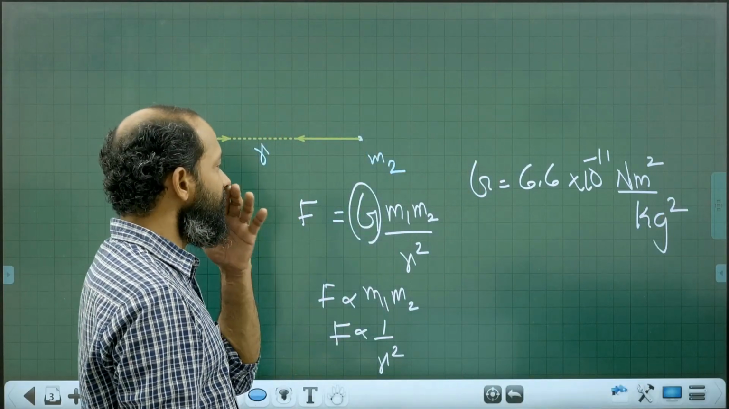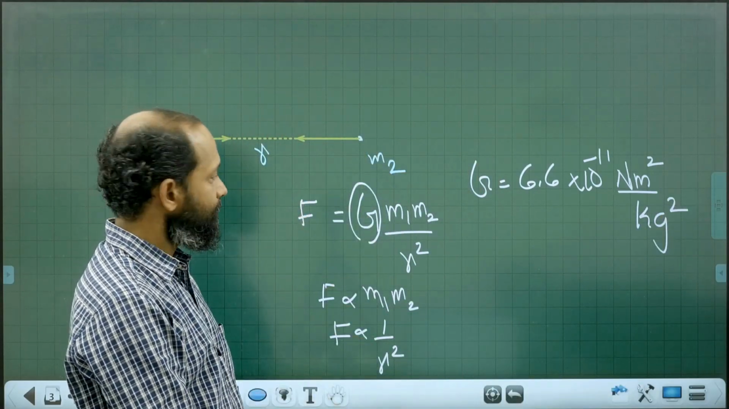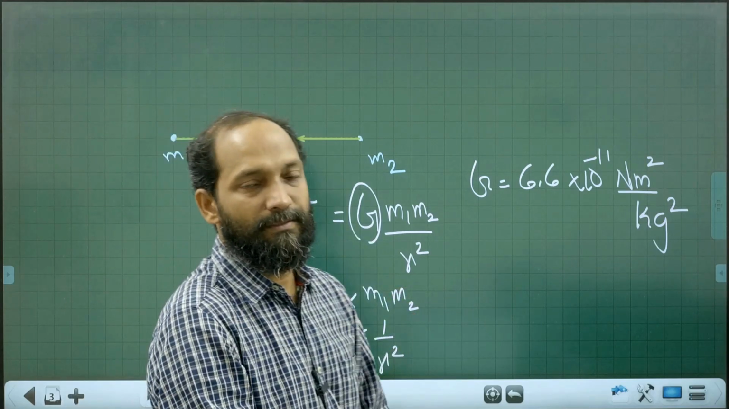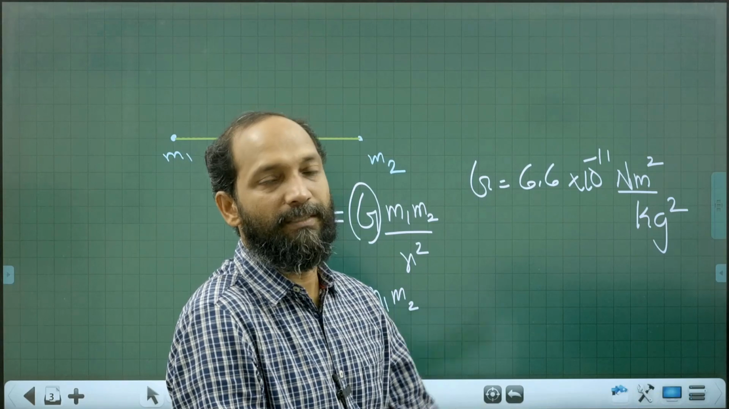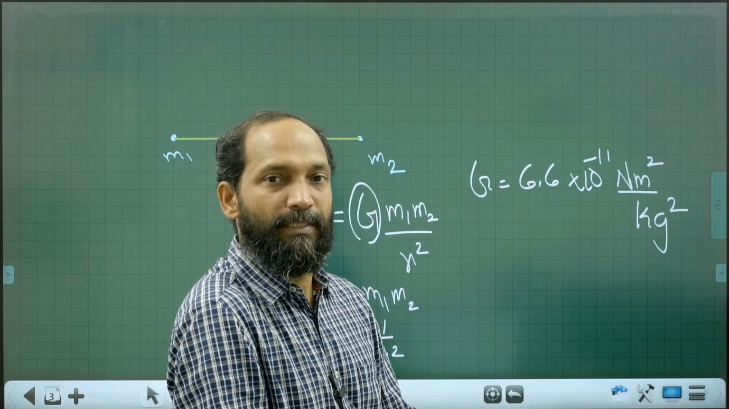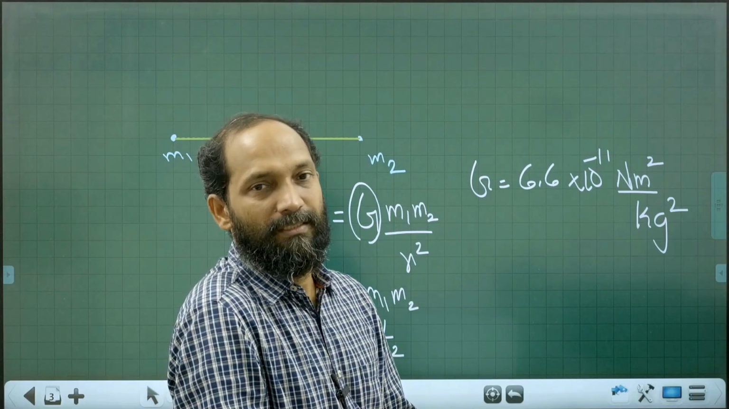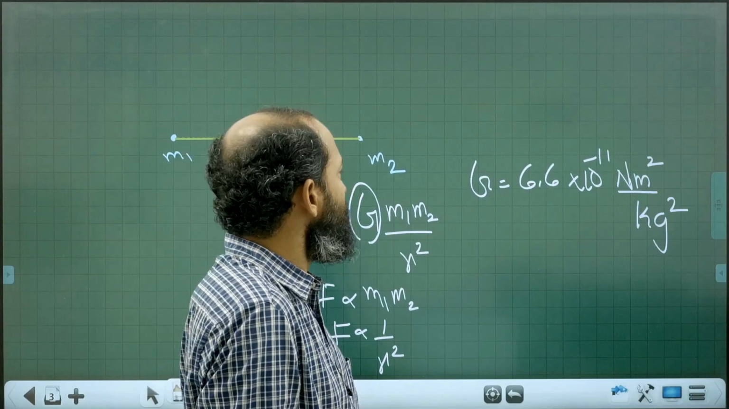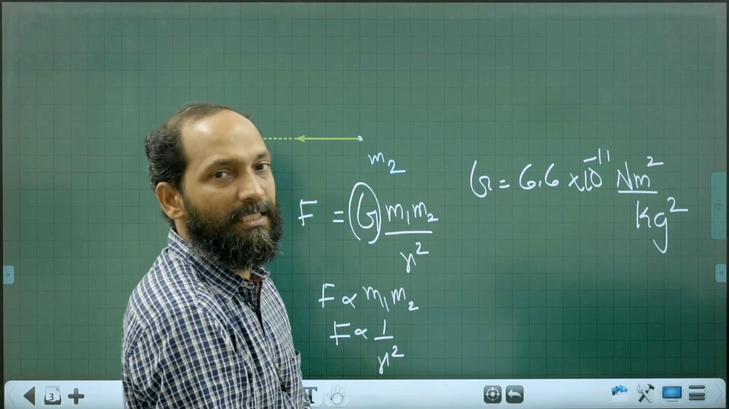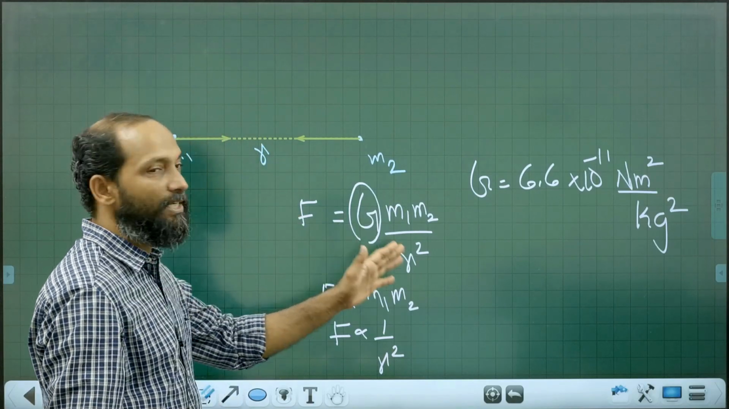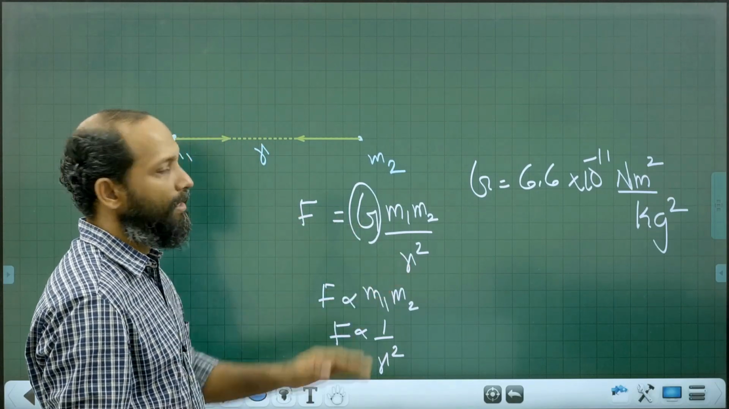This force only depends on these two factors. Force does not depend on medium, surrounding medium, intervening medium. Force does not depend on temperature. Force does not depend on pressure. Does not depend on any other thing. Only force depends on product of their masses and distance. How does it depend on distance? Inverse square law. F proportional to 1 by r square.